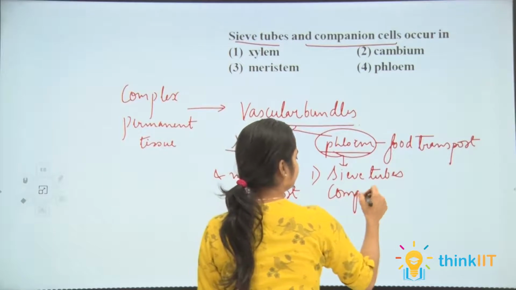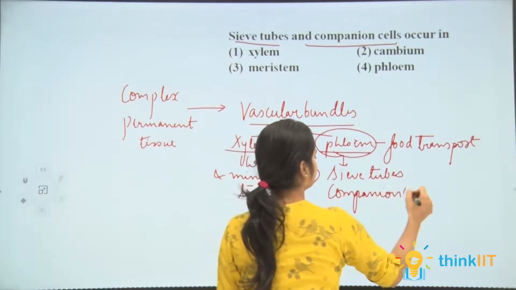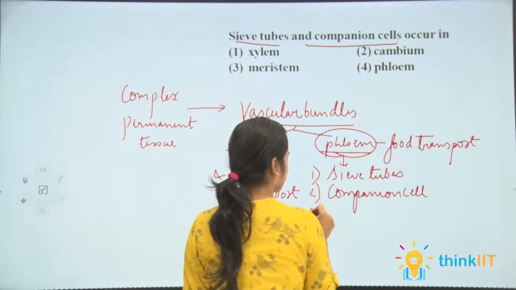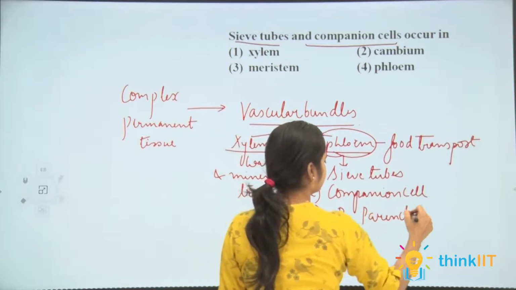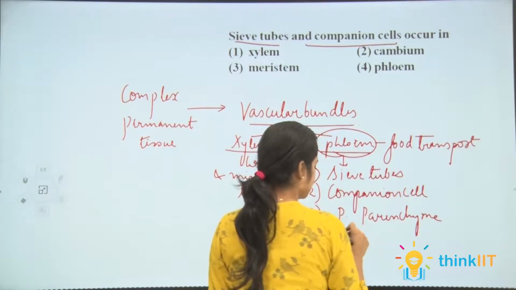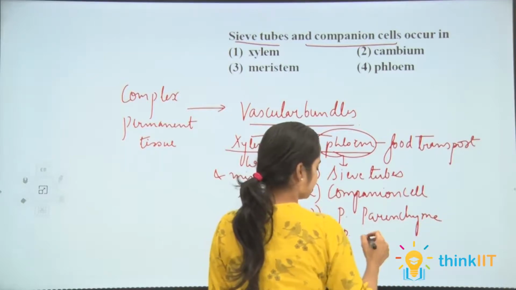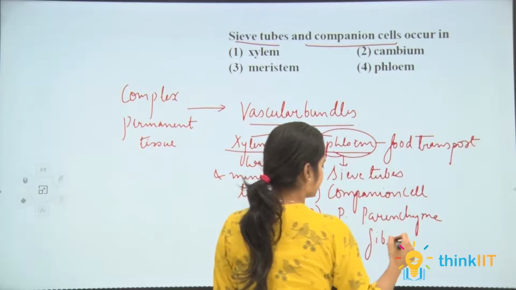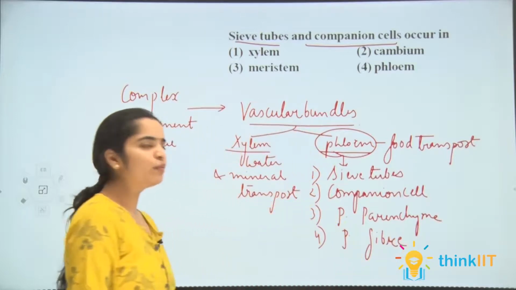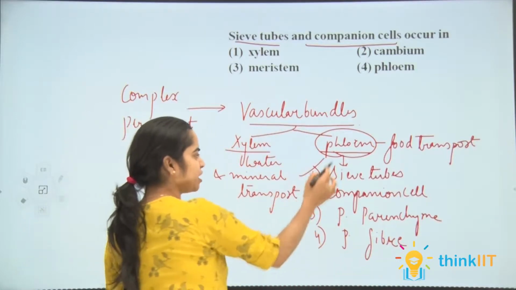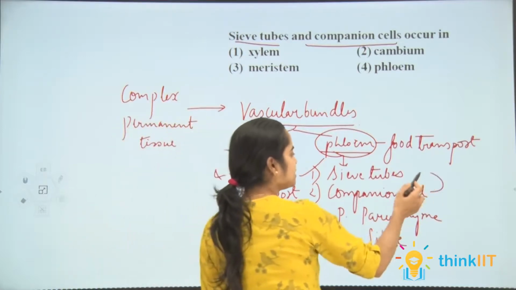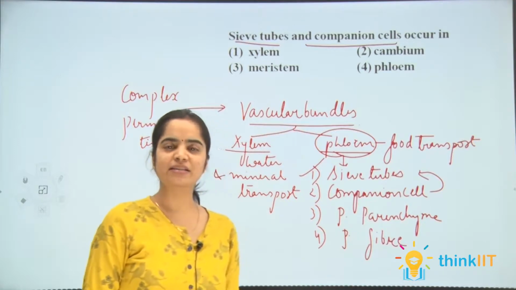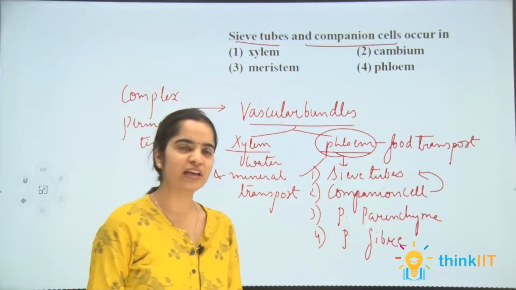companion cell, then phloem parenchyma, and the last one is phloem fiber. The major components responsible for transportation are sieve tubes. A mature sieve tube lacks a nucleus, but it is still living because the nucleus of the companion cell helps the sieve tube to control its activities.